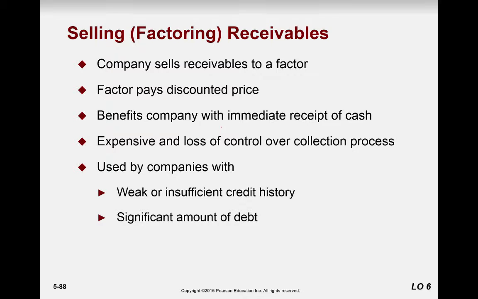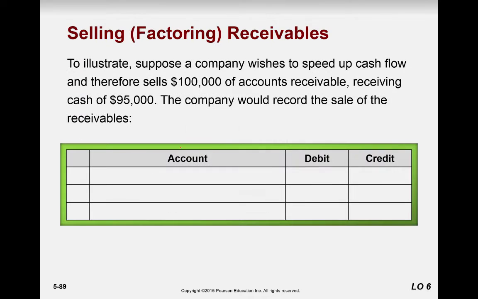Now, when you're selling or factoring receivables, you might also do this because you get a discounted price. So in this case, if you want to speed it up, you take your 100,000 of receivables, but you're going to sell it for 95,000 cash, so that's going to go up. But then you're going to say you have a financing expense of 5,000 because you've got to take the receivables out.